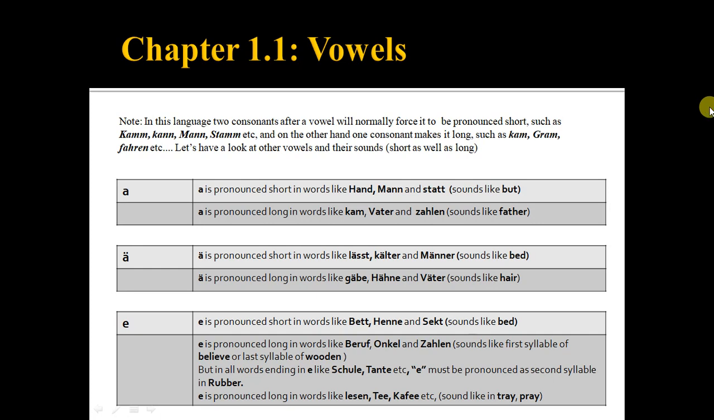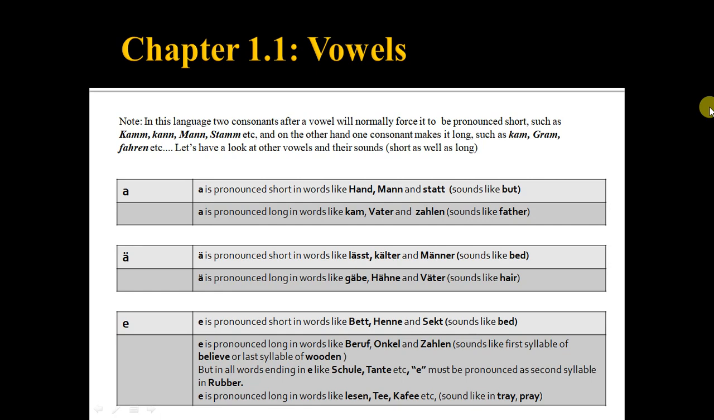The next vowel we have is E, a little bit critical, but very easy to remember if we practice this way. E is pronounced short in words like Bett, Henne, Zeck, where two consonants make it shorter, and it sounds like bed. It is going to be pronounced a little longer in words like Beruf, Onkel, Zahlen. You can practice it with the first syllable of believe, or the last syllable of wooden, where the sound is n.